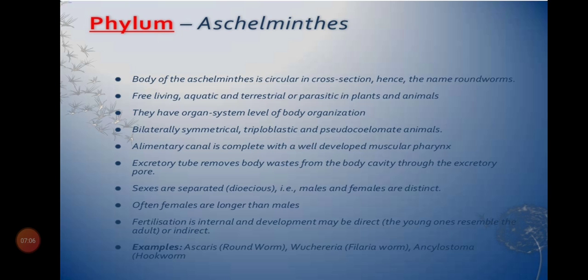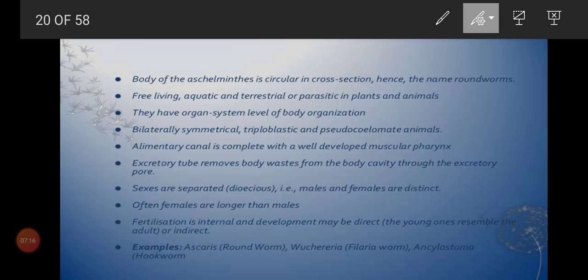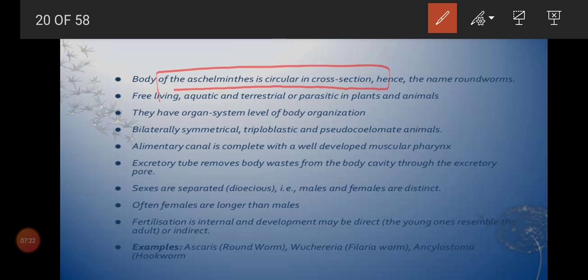When we take a cross section of a worm and it is round in structure, we can call the aschelminthes group the roundworms. Is that clear? So now let's get into the characteristics of aschelminthes. Aschelminthes is circular in cross section, hence the name roundworms. Is that clear?